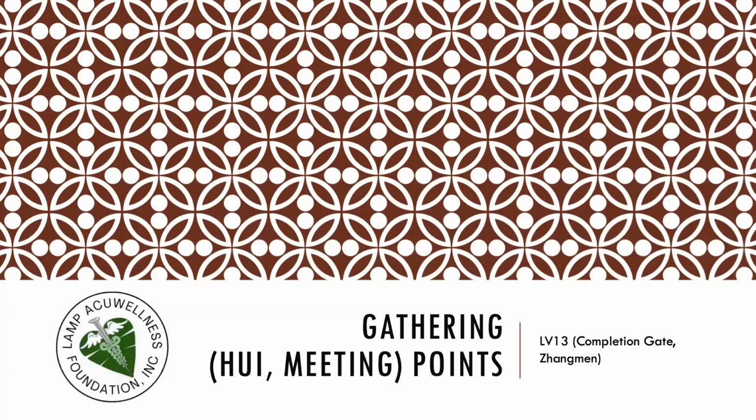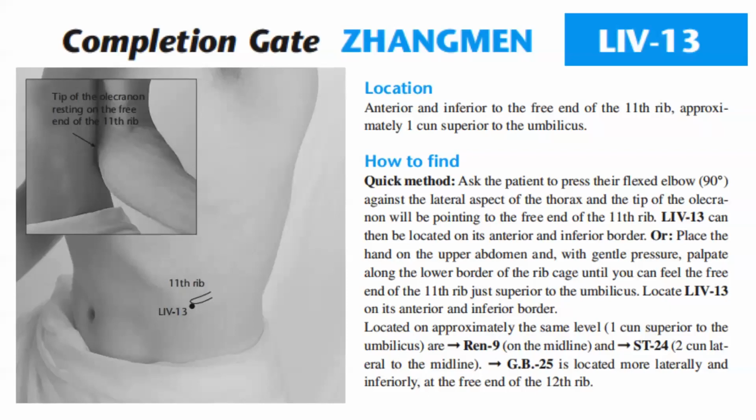Okay, we go to the gathering points. The meeting point for the 13 complete Shang. The location is anterior and inferior to the free end of the 11th rib, approximately 1 tune superior to the umbilicus.